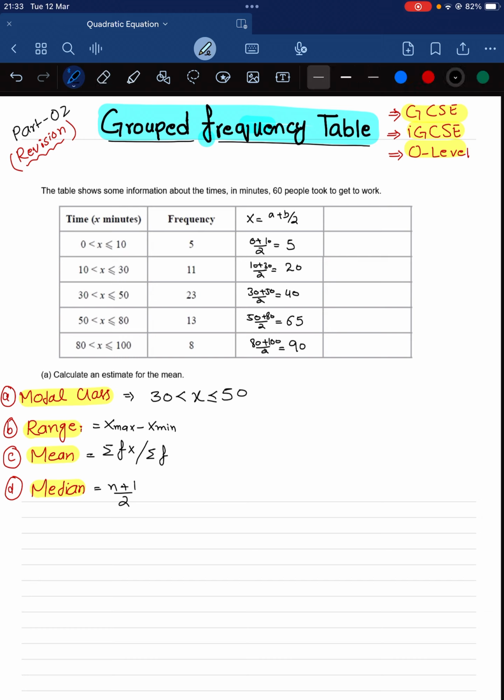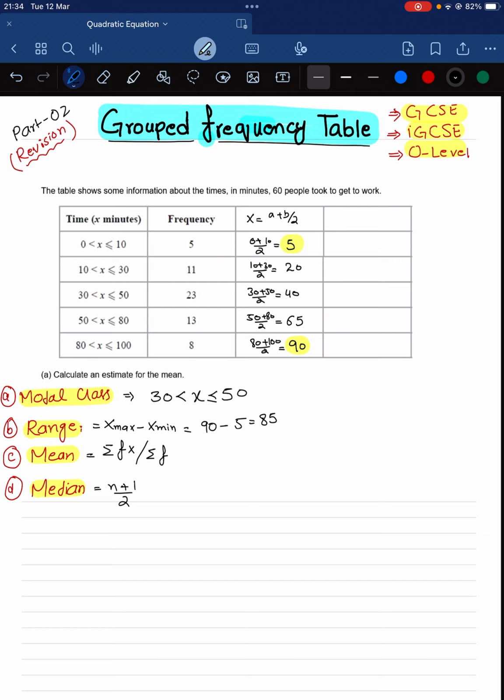So now we have the x values. From this table you can easily figure out that x maximum is 90 and x minimum is 5. Just replace the values: 90 minus 5, so it's 85. So the range is 85.